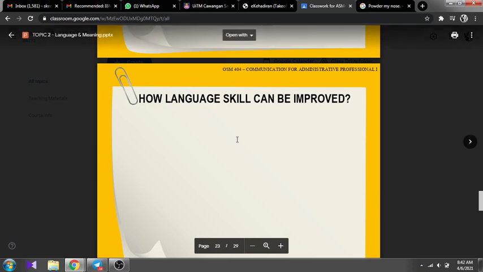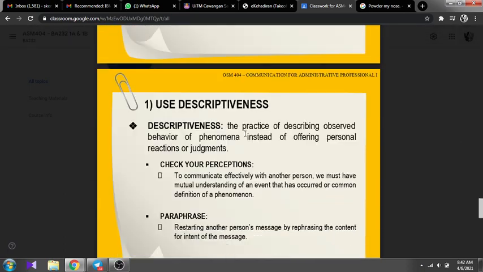How can language skill be improved? This is the most important part. Use descriptiveness, the practice of describing observed behavior or phenomena instead of offering personal reaction or judgment. You have to check your perceptions. Look at the phrases that you want to use, depending on the situation. Make sure everyone is comfortable. Sometimes you have to be direct, but it depends. Most of the time, when we meet someone new for the first time, it's good to give a good impression with your words.